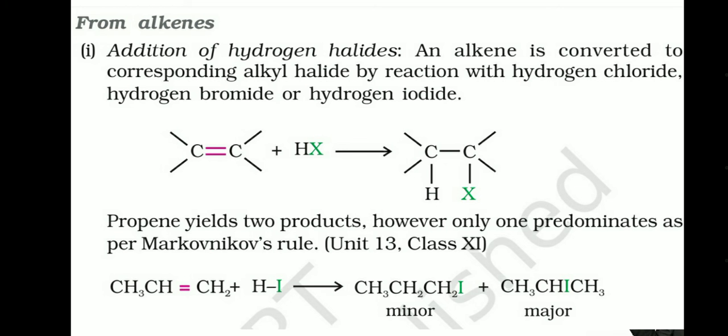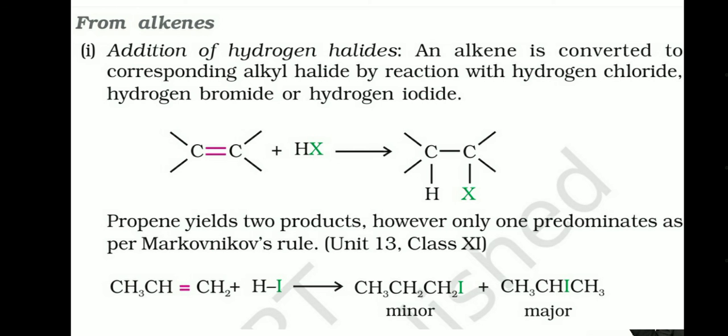Regioselective means in reactions we get one major and one minor product. Such reactions are called regioselective reactions. The major product always follows Markovnikov's rule, and the minor product always follows Karash effect or anti-Markovnikov's rule.